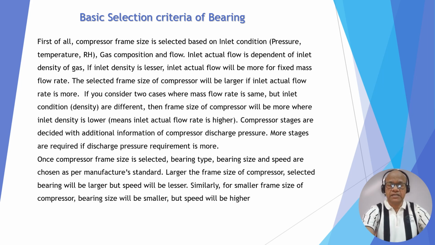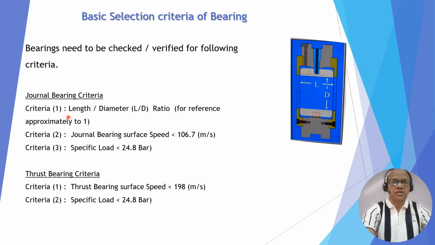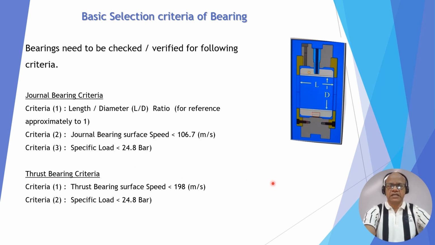What are the criteria for validation? These are the basic selection criteria for bearings. They have been divided into two sections. One is the general bearing selection criteria. Another is the thrust bearing selection criteria. So the first criterion is the length over diameter, L by D ratio.